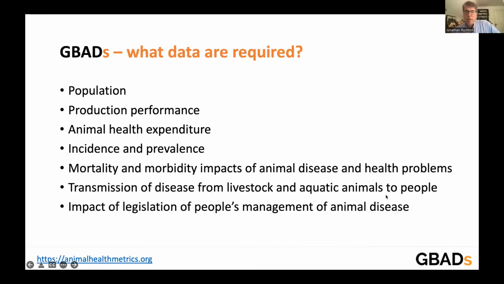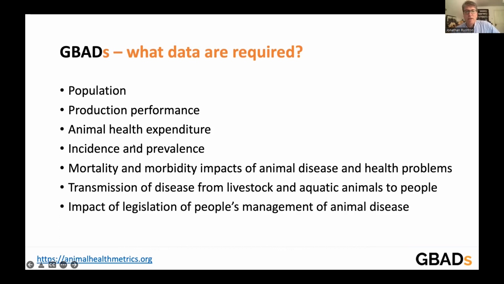What data do we require for this? We need population data. I know it's available in Eurostat. Some of it's good, some of it's not so good. We need to understand how good it is. Production performance, that data is best handled probably in private sector data sets. Getting access to those data is not straightforward. Animal health expenditure is collected, but it's not very well stored and it's not easily accessible. It's good for pet animals, it's no good for livestock animals.